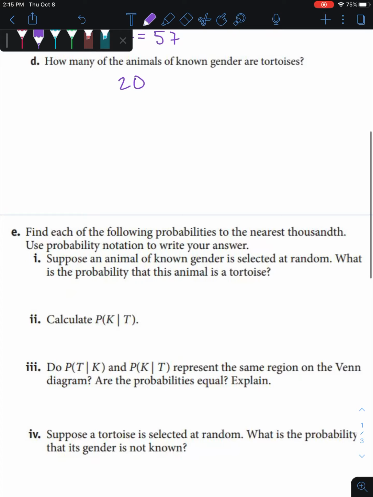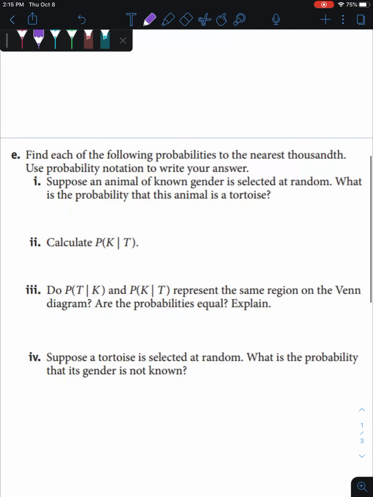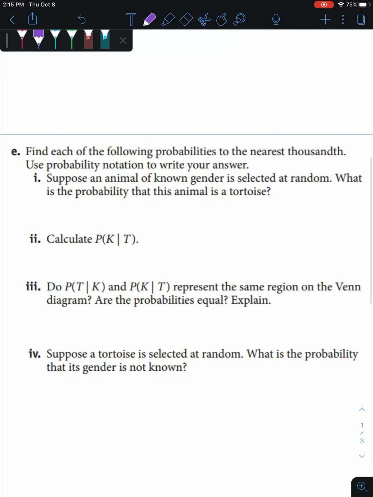All right, so part E says, find each of the following probabilities to the nearest thousandth. Use probability notation to write your answer. So suppose an animal of known gender is selected at random. What is the probability that this animal is a tortoise? So they want me to write this in probability notation. So I will write P of T, K.